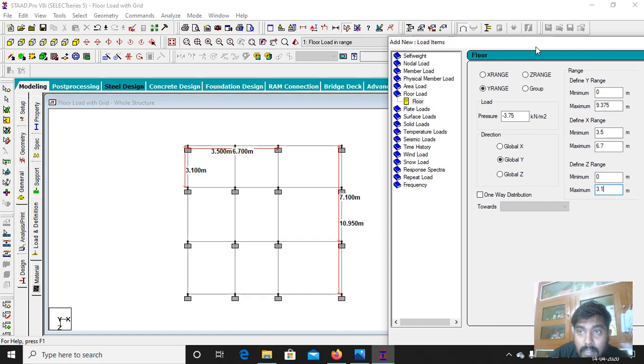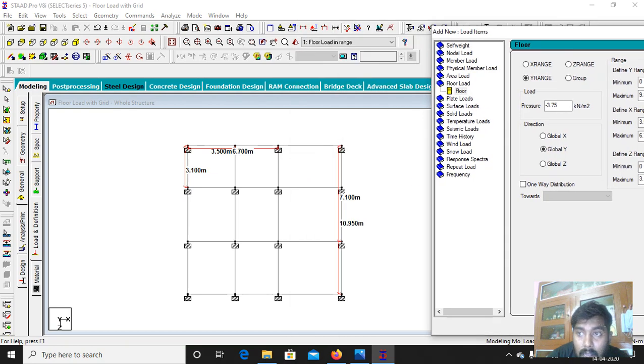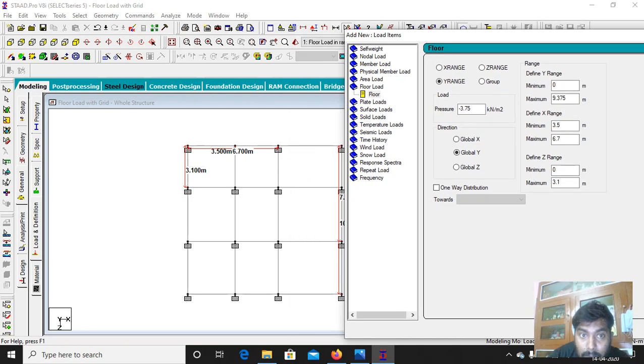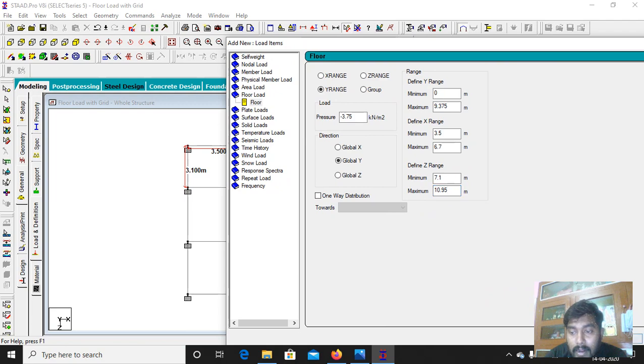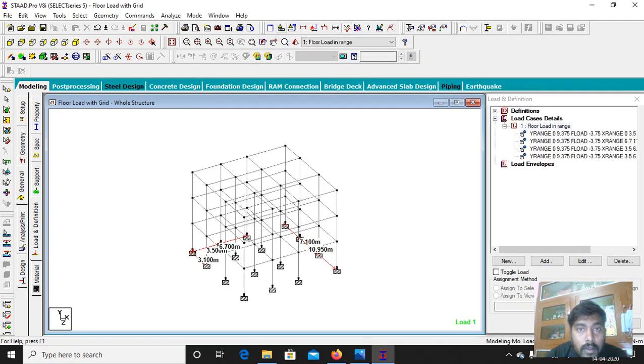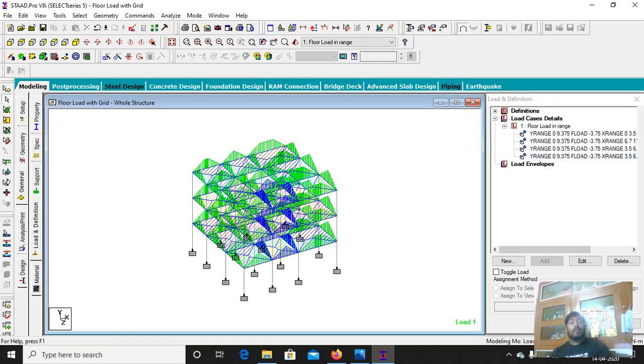Creating the load, add. For the second portion the x range will be the same, 3.5 to 6.7, but the change will be in the z direction, sorry, the minimum will be 7.1 and the maximum will be 10.95. So add. Let us check the values here. This load only, and this load only. So the loads are being created.